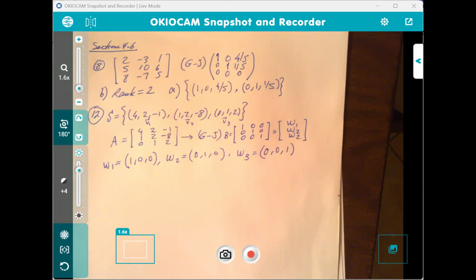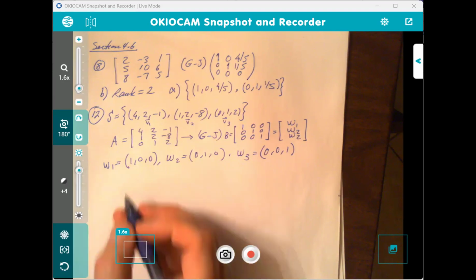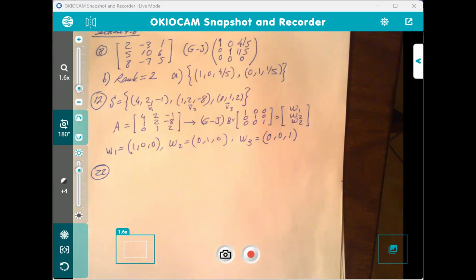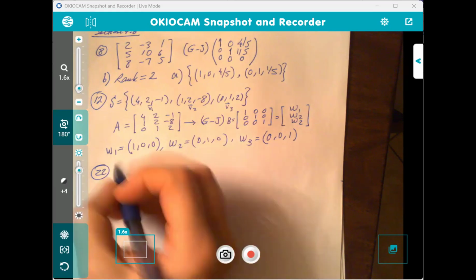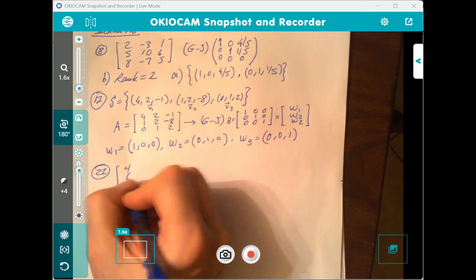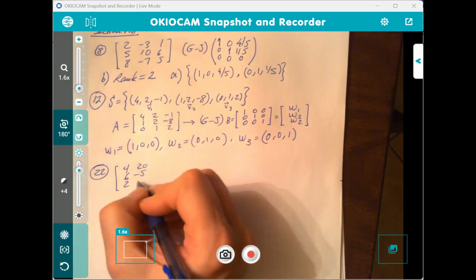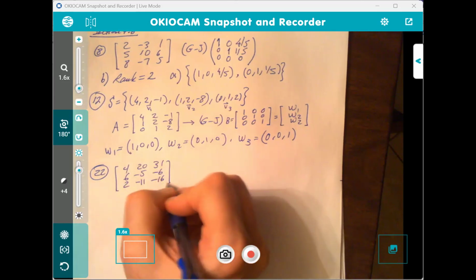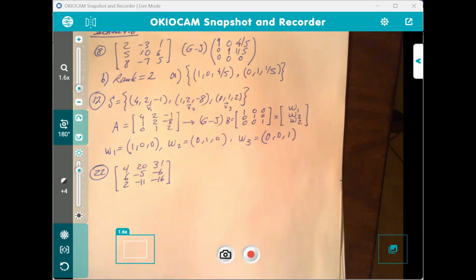Let's do maybe number, I don't know, how about number 20, let's do number 22. Okay, so I'm going to write number 22. In number 22, it says find a basis for the column space. The matrix has rows 4, 6, 2, 20, -5, -11, 31, -6, -16. So that's matrix A. And then the rank of the matrix also.